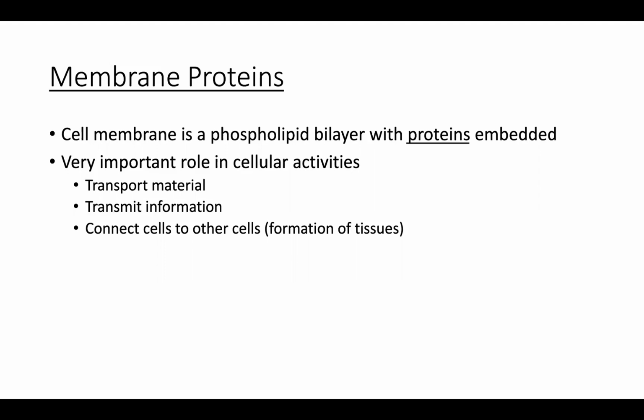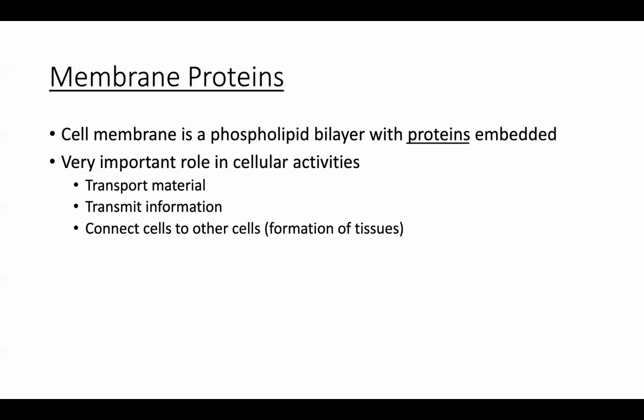These membrane proteins also play a role in transmitting information. So signal transduction. There's receptor-ligand activity happening at the membrane level. There's also cell-cell interaction, cell-cell adhesion, connecting cells to other cells. So you've got proteins that are embedded on this plasma membrane that can facilitate the formation of tissues. We know that tissues are made from cells.